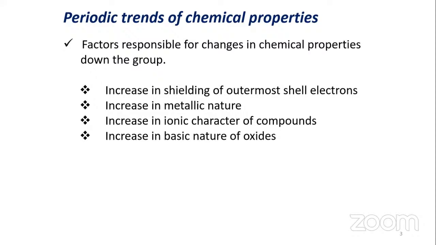Since the ionization energy decreases as we go down the group, the tendency to form ionic compounds for the S block elements increases, while the tendency to form a negative charge for the non-metallic elements increases across the period. And so there's an increase in the ionic character of the compounds formed, and when they form oxides, the oxides tend to be more basic as we go down the group.